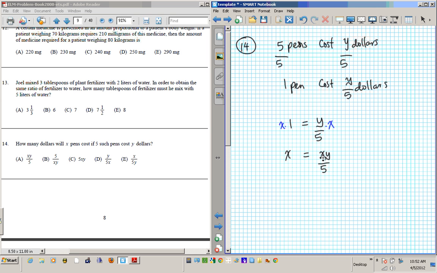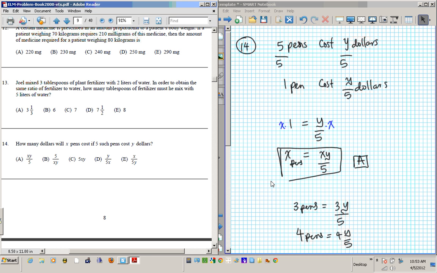So if you wanted to get 3 pens, for example, 3 pens is going to be the unit price times your quantity, right? So 3 times Y over 5, 3Y over 5. If you want to have 4 pens, it's going to be the unit price, which is Y over 5, times the quantity, 4 times Y over 5, okay? So if you get the unit price down, whatever amount you want, just basically multiply that amount by the unit price, and that basically gives you your answer. So X pens is going to cost XY over 5, which is basically B. Okay? So that goes your answer.